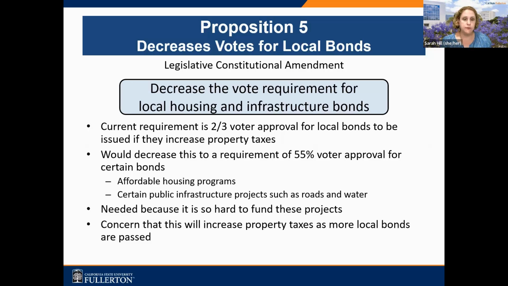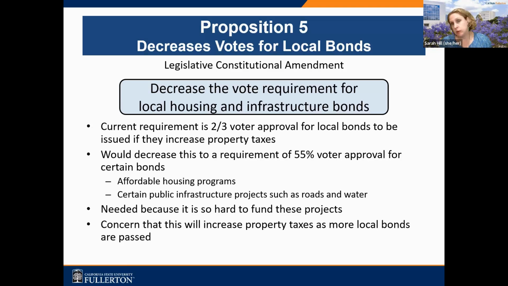Currently, in order for local bonds to be issued, so this would be city, county, school district, for any of them to issue bonds, it takes a 2/3 voter approval. So 66.7% of the voters have to say yes if there would be any increase in property taxes. That is really hard to get. It's a very high threshold. So this would lower the threshold.